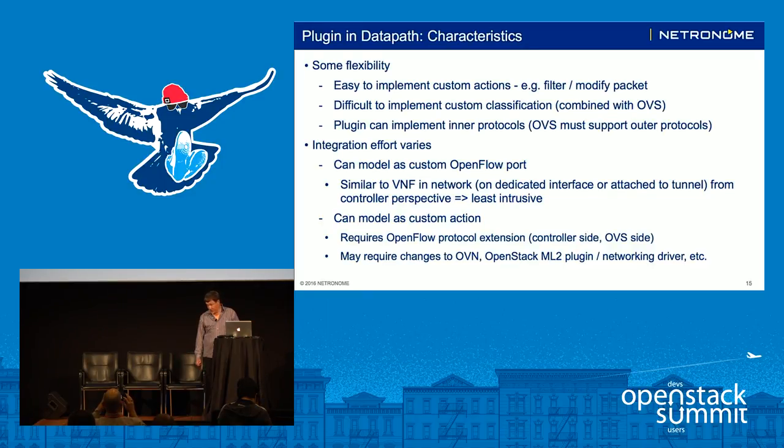In terms of how to integrate all of this into OpenStack, if we model the additional functionality as an additional port, then we can use the existing SDN controller like OpenDaylight, existing OpenStack infrastructure, and we just need to feed it not to a physical port, but to a logical port representing that functionality. If we elect to make it a custom action, we would need to change the OpenFlow action list to be able to have these new action types in there.